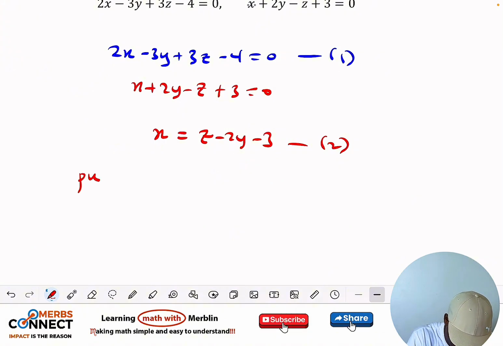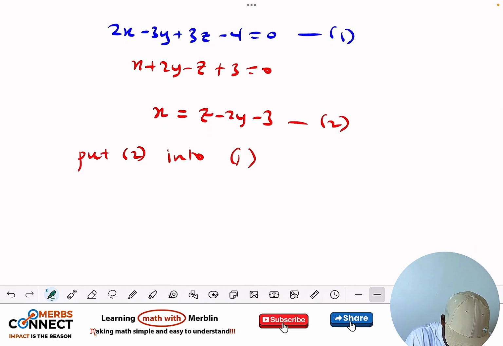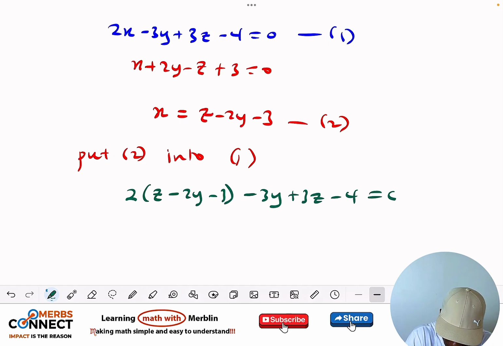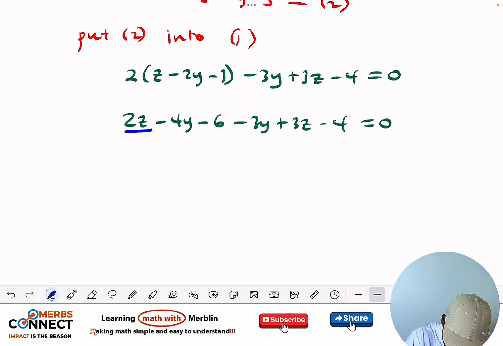So I'm going to put equation 2 into equation 1. And this is what I'm going to get. I'm going to have 2 times (z minus 2y minus 3) plus minus 3y plus 3z minus 4 to be equal to 0. Right? So when I do that, then I'm going to have 2z minus 4y minus 6 minus 3y plus 3z minus 4 is equal to 0. Now let's try and group items. So I have z here, I have z here, I have y here, I have y here. So what am I going to get?